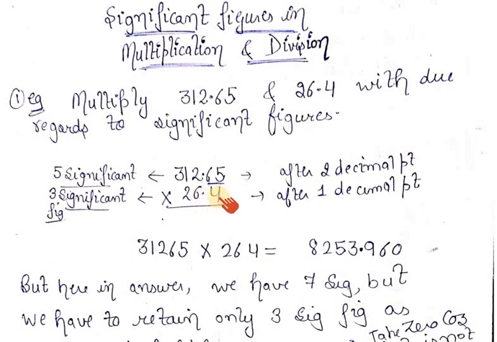that is 4. Now first of all you have to multiply these two numbers normally, as we do in mathematics, right? So multiply these two numbers without any decimal. Just forget that there is any decimal in between these numbers. Multiply these two numbers, 31265 into 264. You will get this number in your answer.